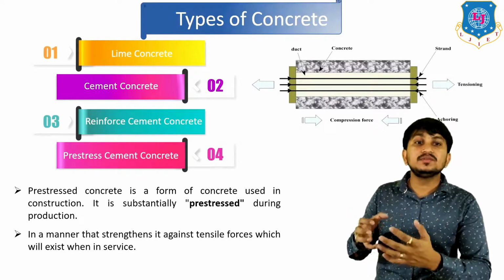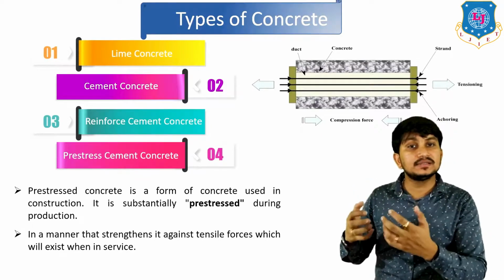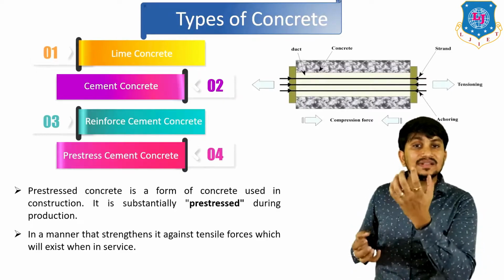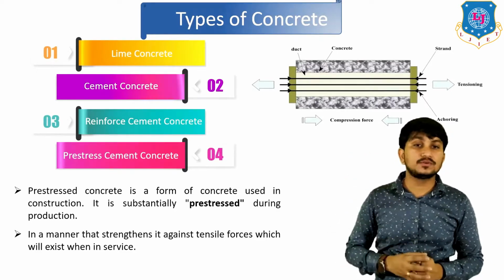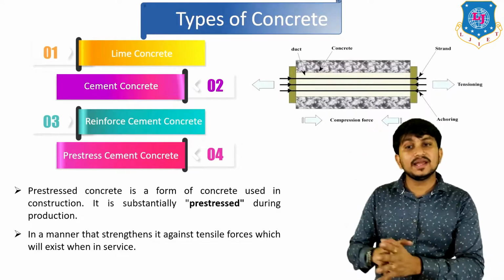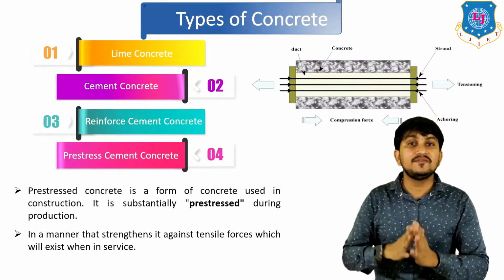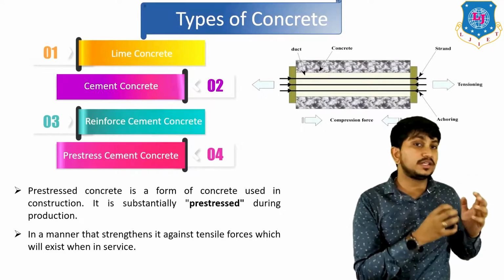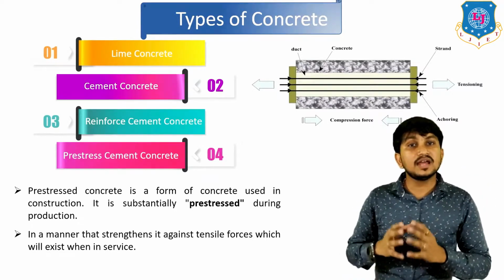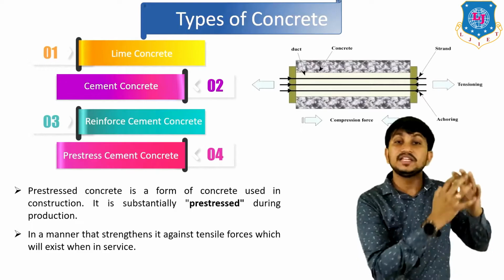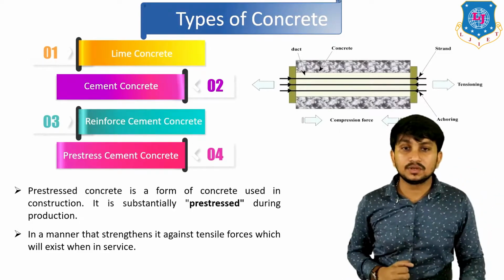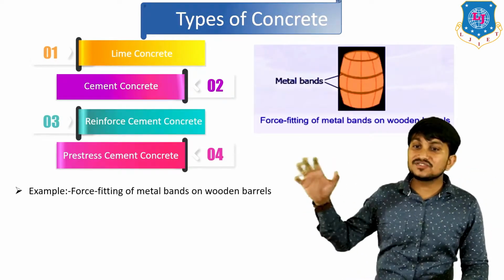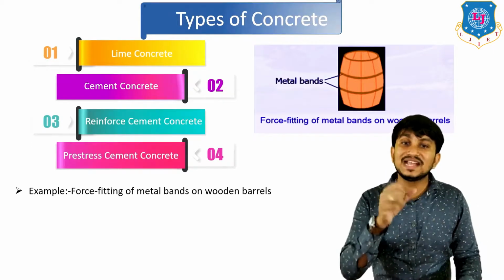Because of the already tension phase, its capacity to retain the compression force is increased. That's why pre-stressed cement concrete has larger compressive strength compared to the normal cement concrete component. It also has lesser thickness compared to the normal concrete. Let's discuss pre-stressed cement concrete with the help of an example.